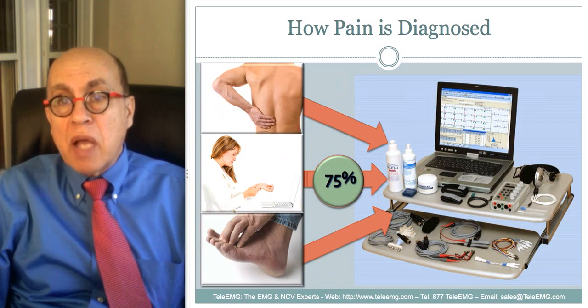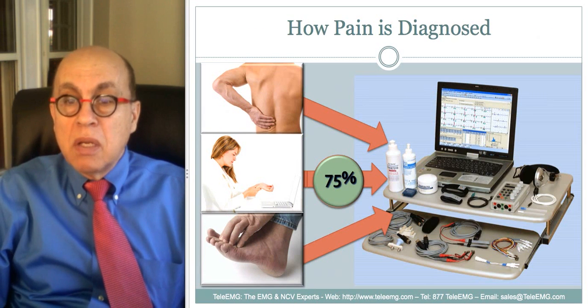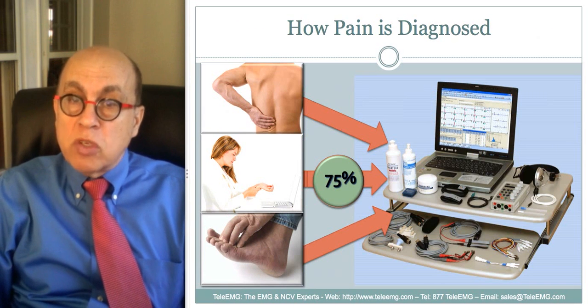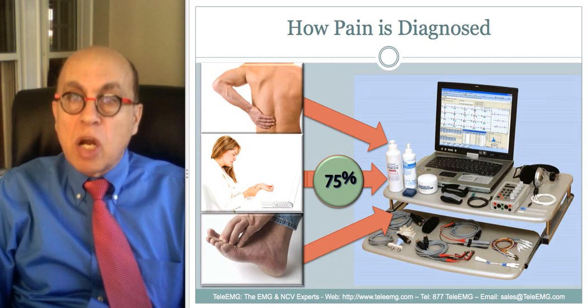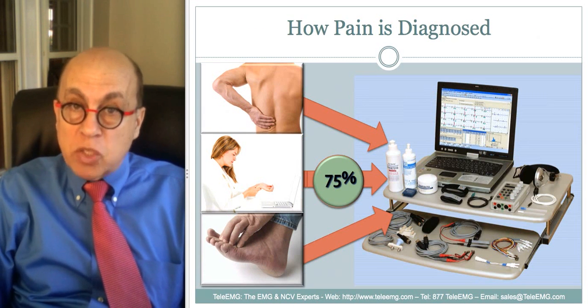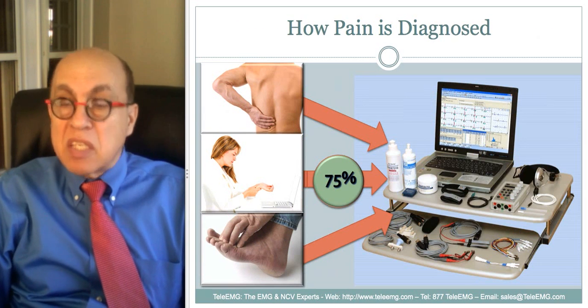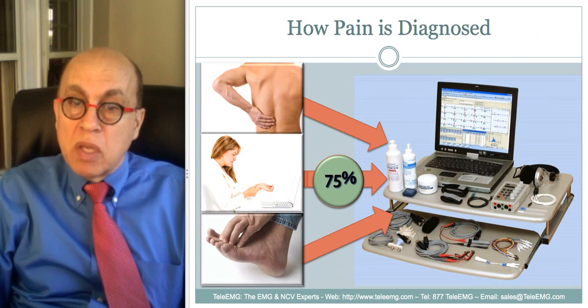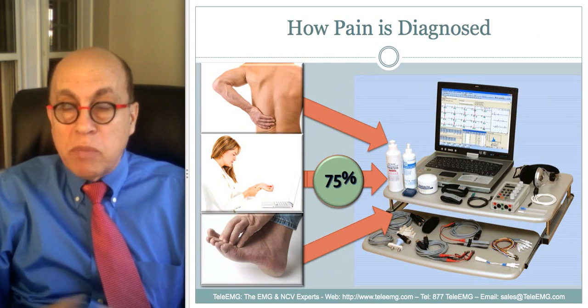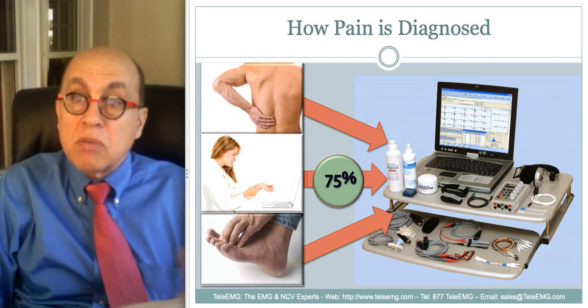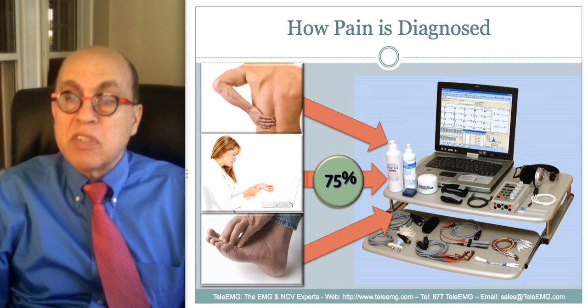So, how is pain diagnosed? Well, would you be surprised to learn that 75% of people with low back pain, carpal tunnel syndrome, and diabetic neuropathies end up having EMG and nerve conduction studies? 75% do. And they all have it at one point or another during the life of their condition.